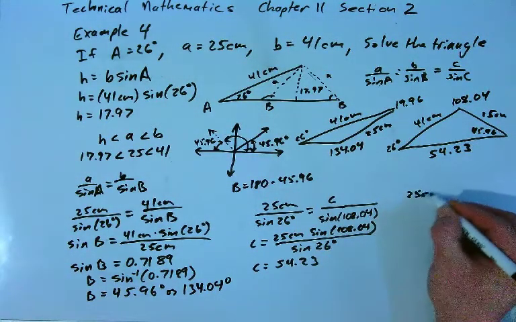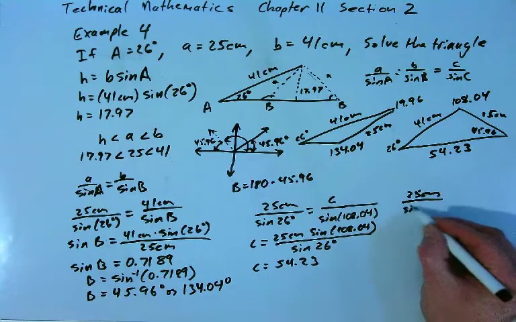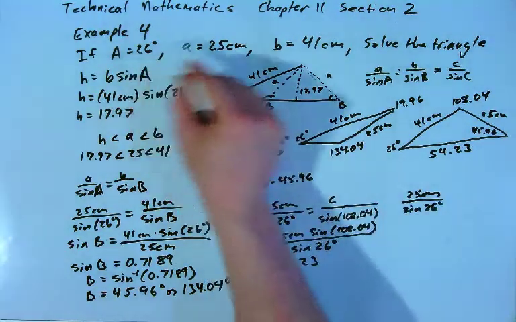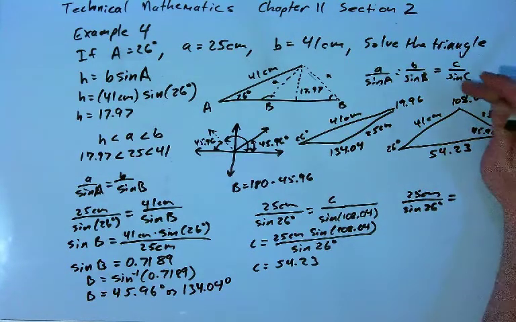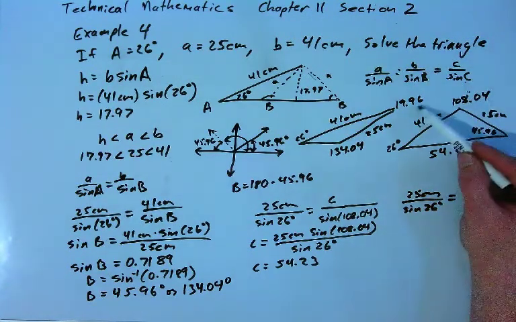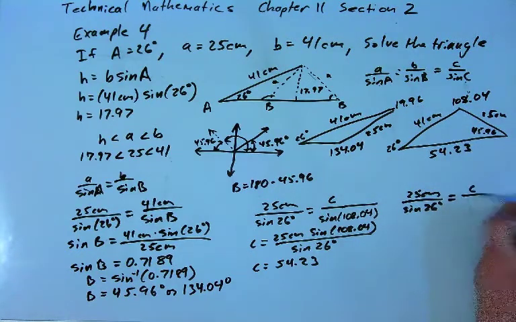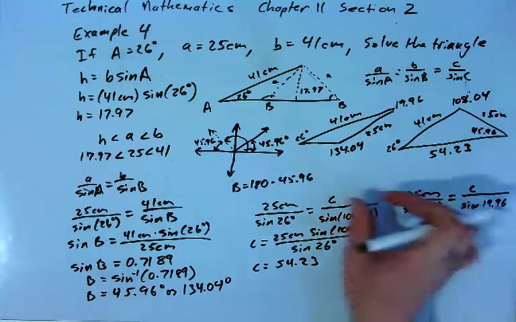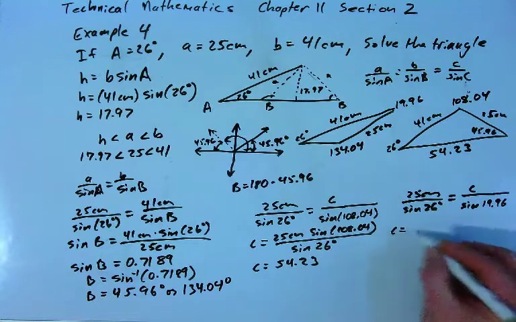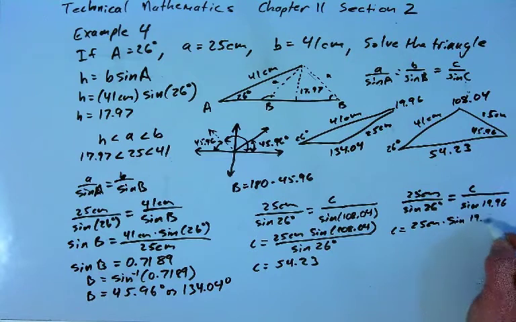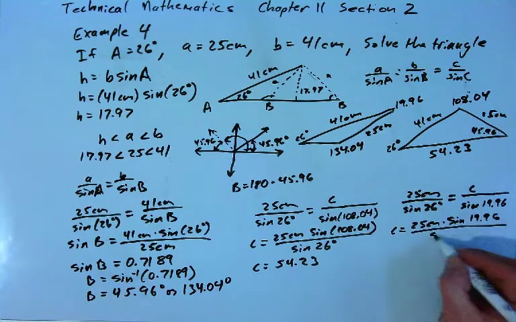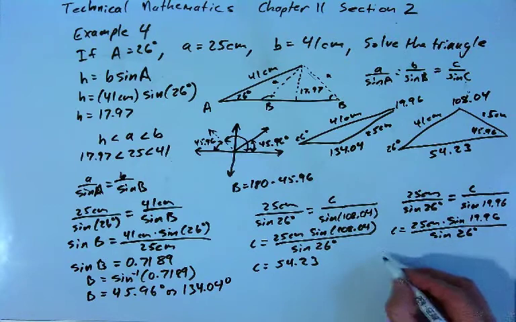A is definitely 25 centimeters divided by the sine of angle A, which is definitely 26 because that's information that was given to us, will be equal to, in this case, angle C, instead of being 108.04, is 19.96. So we're looking for side C. And in this case, angle C is 19.96. Same thing, we'll multiply both sides by sine of 19.96, and C will be equal to 25 centimeters times the sine of 19.96 divided by the sine of 26 degrees.